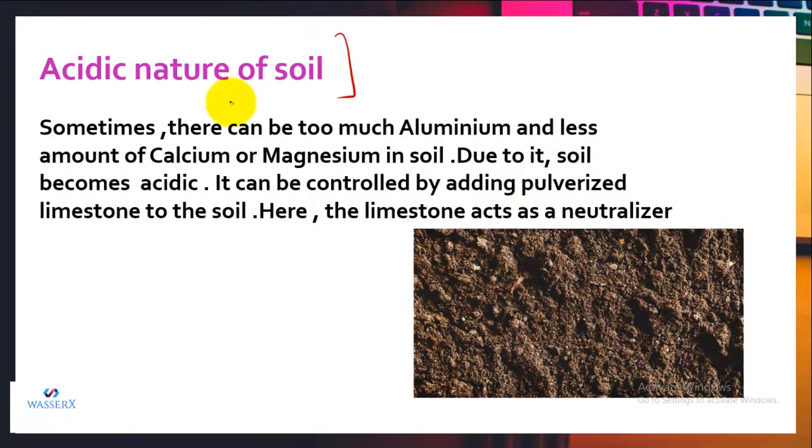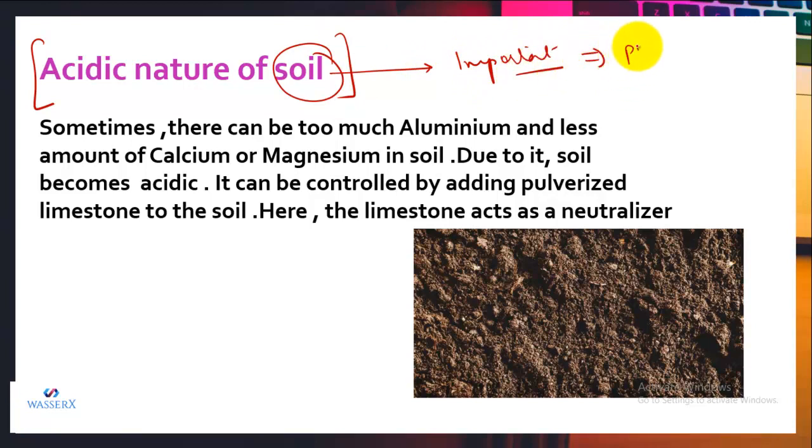Now we are going to take up a topic, that is the acidic nature of soil. We all know that soil is very important to us, because the soil is the one that sustains plants. And if plants are not there, even our food chain will get disturbed. We know that they are autotrophs, right? So how will we get the food? So that means soil is very important.